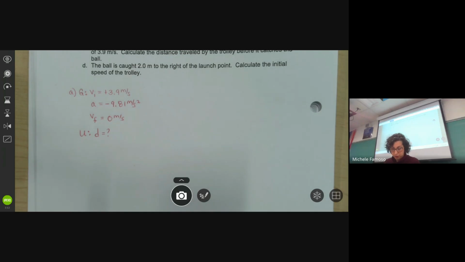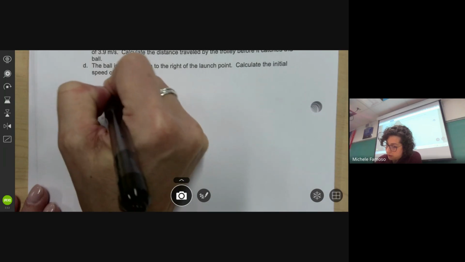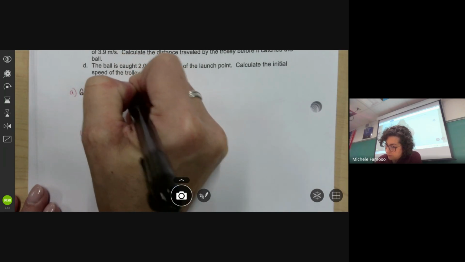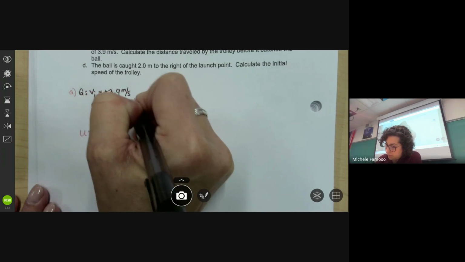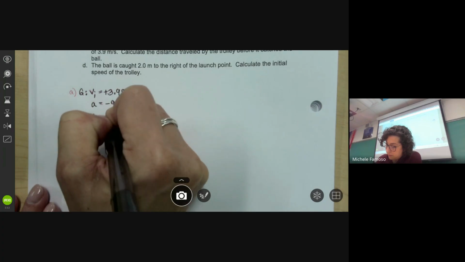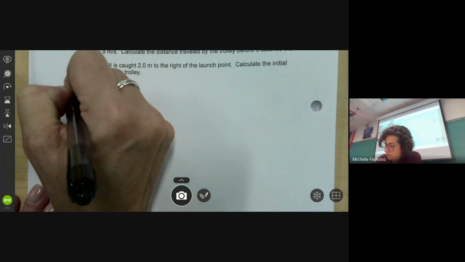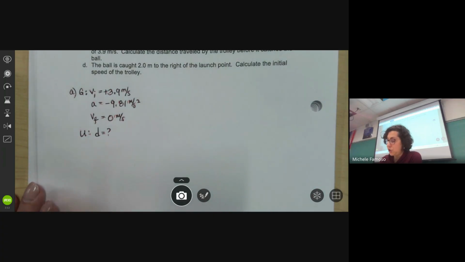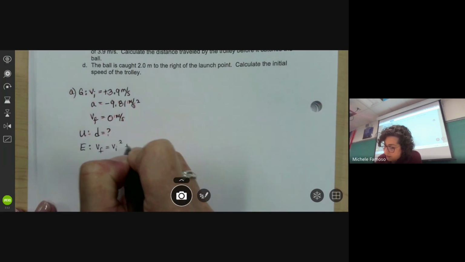I'll give you all a minute to look at your reference table and figure that out. I'm going to go over my numbers because I realize in red it's probably a little hard to see. All right, so what equation can we use to solve for D? Flavia? That is the correct one.